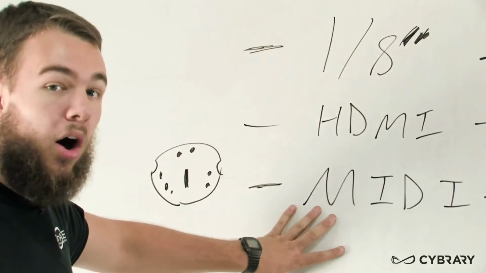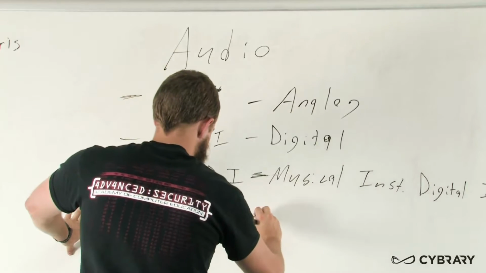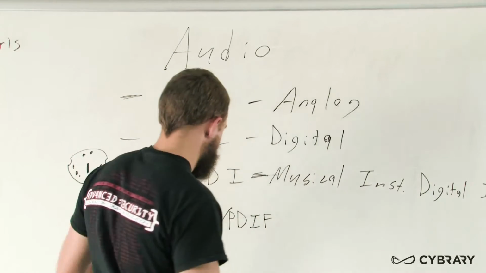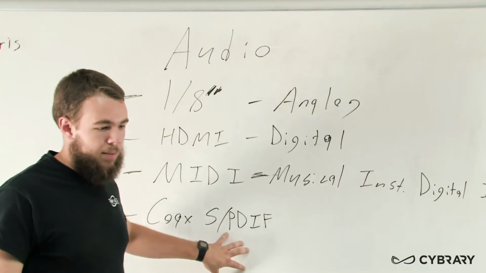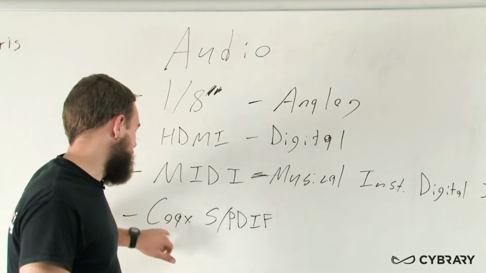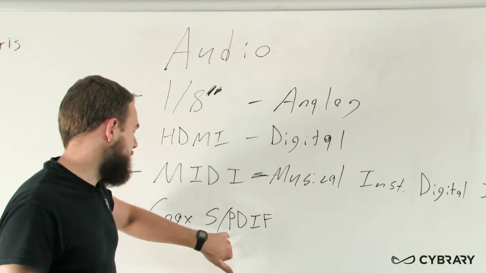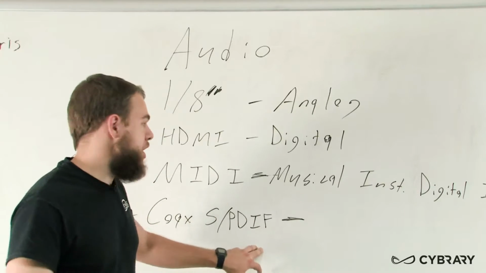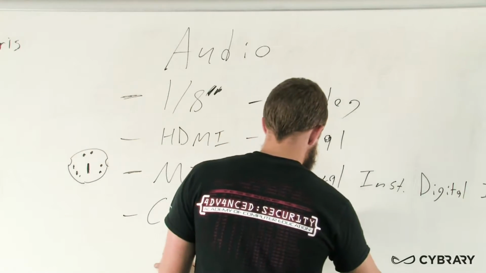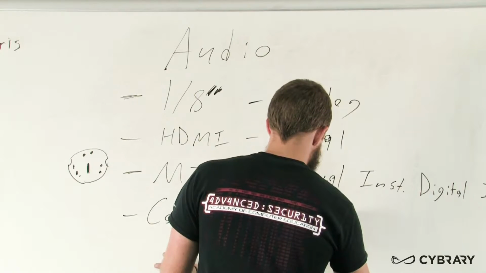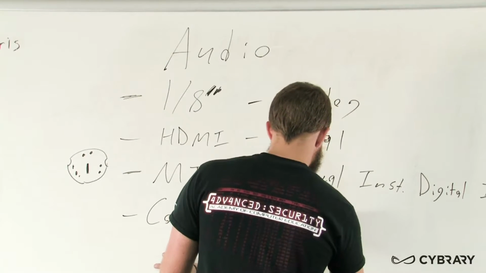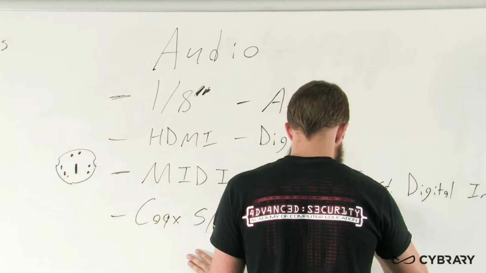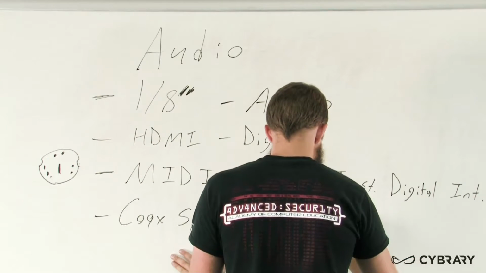The last type of audio connection that we're going to talk about is our Coax S/PDIF. Now, our coaxial S/PDIF stands for Sony Philips Digital Interface. It's a standard for digital audio transfer. We have two different types of ports that we'll see with this. We may see just a standard circular type coaxial port. We may also see a more square optical port.